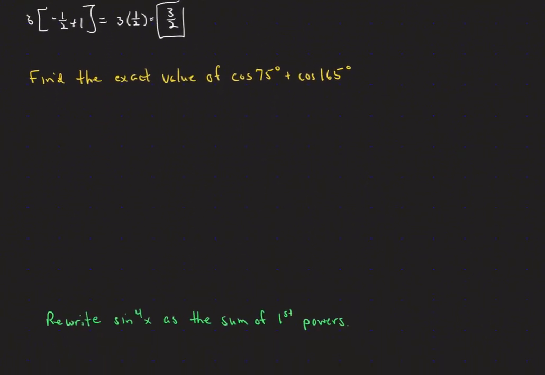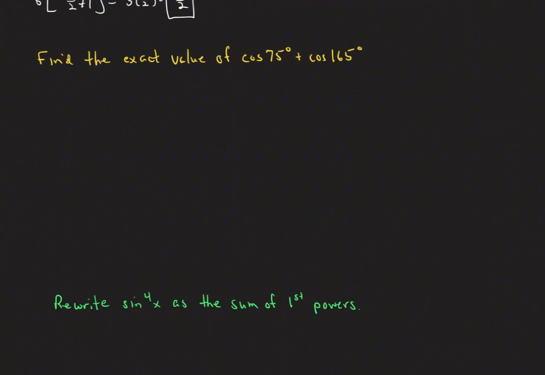Okay, let's see what we can do with, now we have a cosine plus a cosine. So we want to look for the sum to product formulas. Let's see what that's going to do for us. So cosine plus cosine looks like that third formula. It's going to be 2 cosine of u plus v divided by 2, so 75 plus 165 divided by 2, times a cosine of u minus v over 2, so 75 minus 165 over 2.